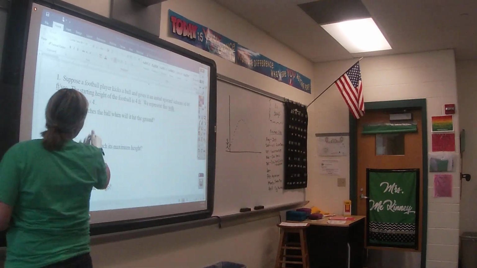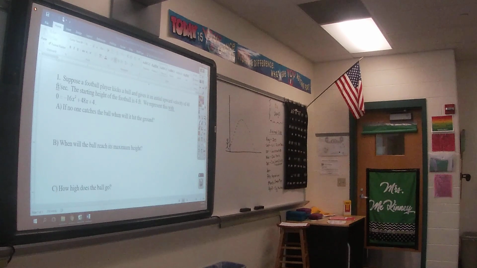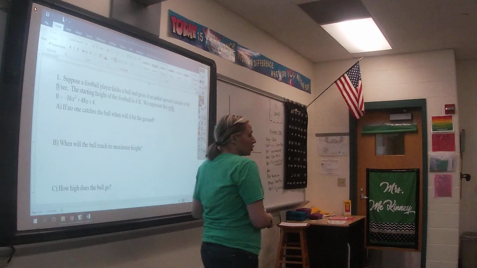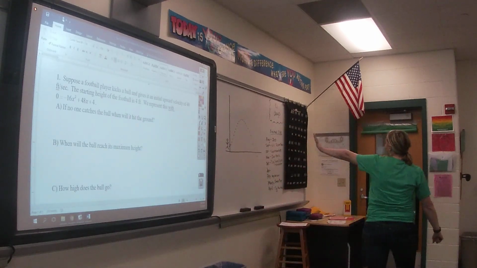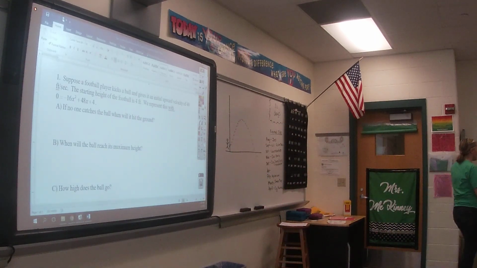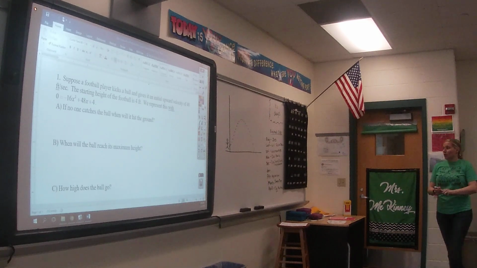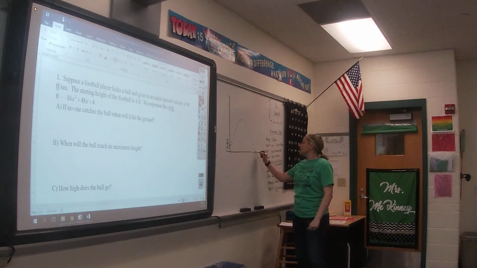Okay, the starting height of the football is 4 feet. We represent this with, right? And then it gives us the equation. If no one catches the ball, when will it hit the ground? So what did we say looking at this picture was the location where it hits the ground? Where it hits the x-axis, the x-intercept.